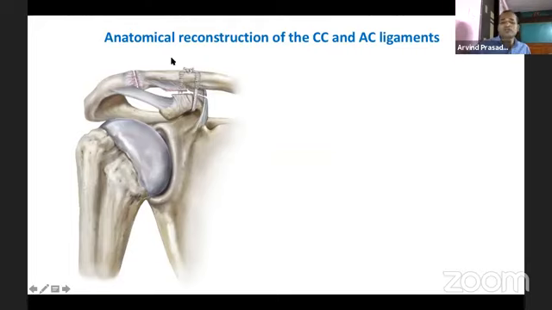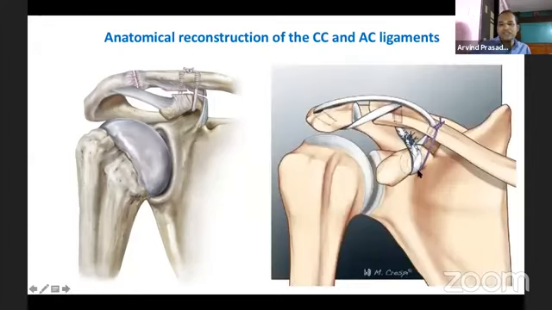So nowadays there is the concept of anatomical reconstruction of the CC ligament as well as the AC ligament. Here you can see only the CC ligament was reconstructed anatomically, with a screw in the hole in the clavicle, or it gets tightened over the clavicle only without making any holes. The loop of the graft is around the coracoid.